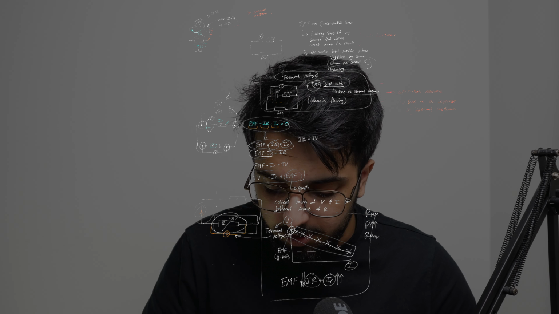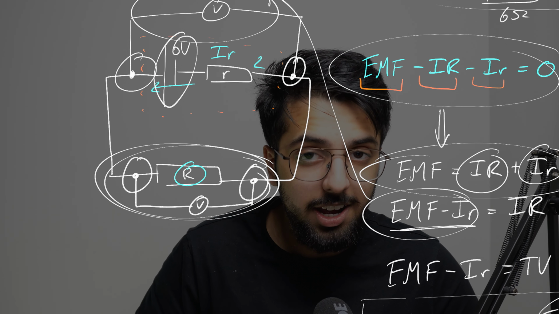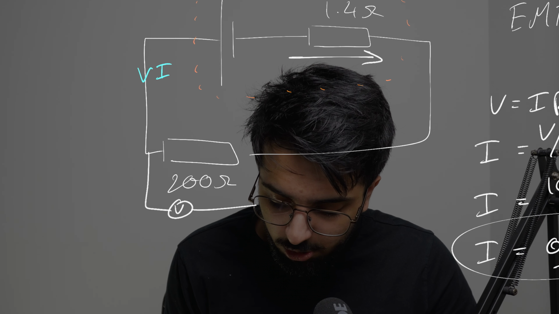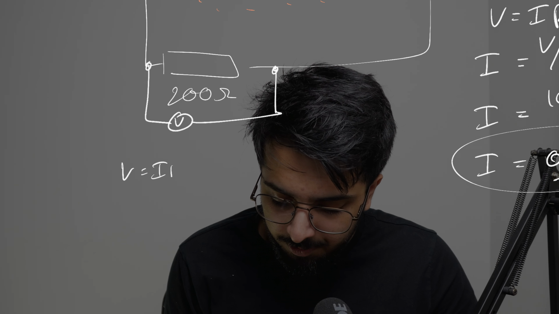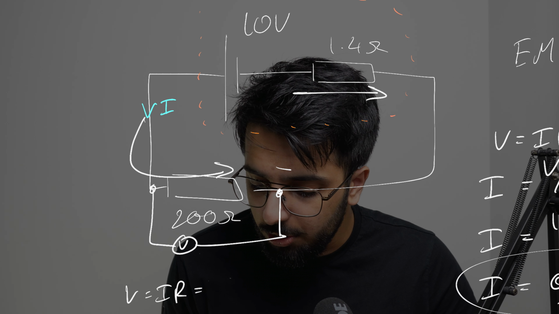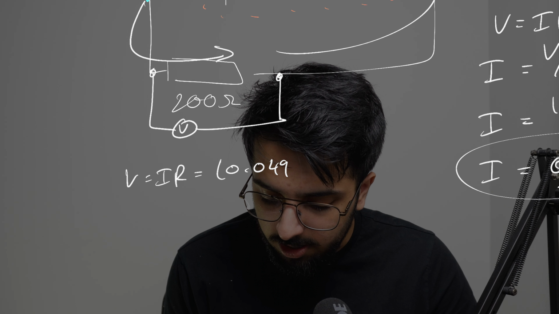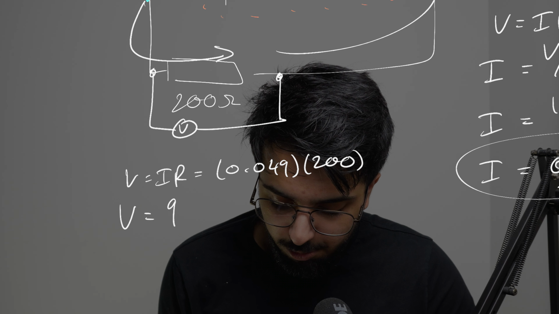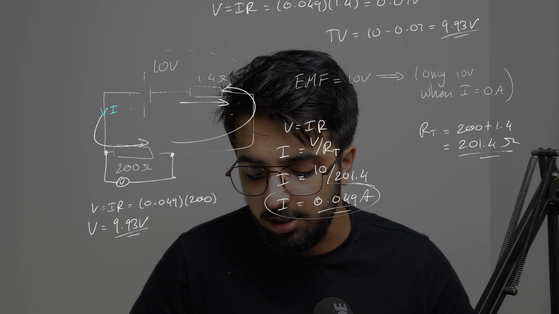Now also in the last video, we saw that the terminal voltage was equal to the voltage across our external resistor, okay? And so therefore, this is our terminal voltage also, okay? And so therefore, V is equal to IR. Again, our current going through this resistor is the same as the current going through our internal resistance. And so the current value is the same, 0.049, times 200 ohms. And this gives a voltage of 9.93 volts once again, okay? So we have two ways to calculate our terminal voltage.